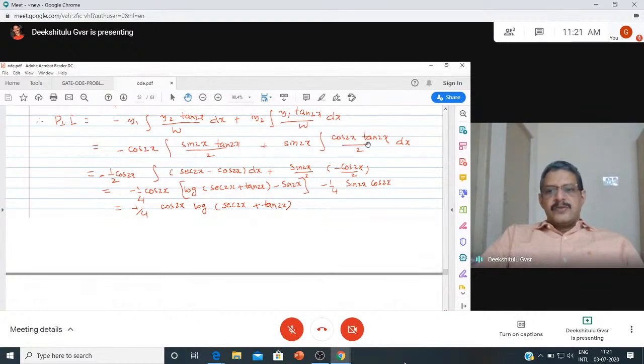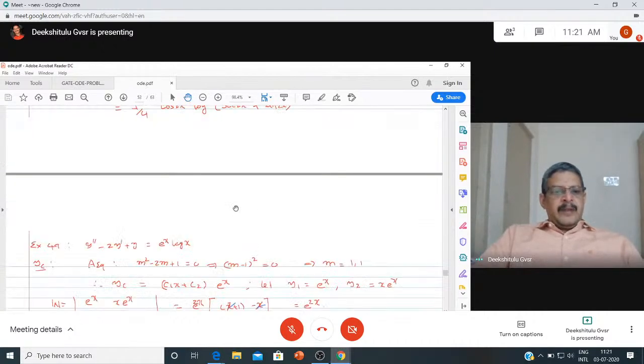Then plus sin 2x by 2 times the integral, where tan 2x is sin 2x by cos 2x and cos 2x cancels. The integral of cos 2x is sin 2x by 2. So the first integral becomes log of secant 2x plus tan 2x. This is how we evaluate the integral. So this is your final answer.